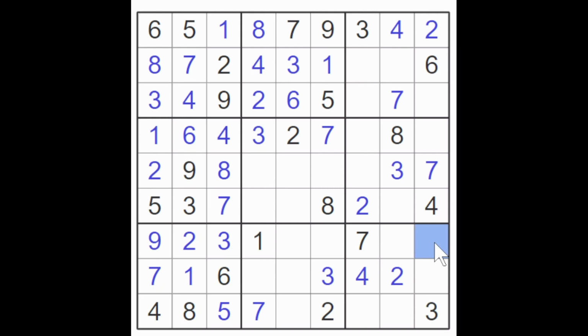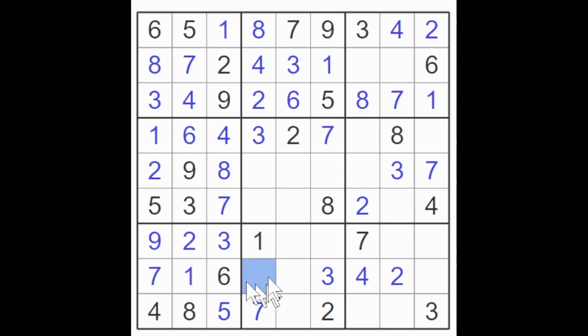Well, actually, this cannot be an 8. What am I saying? Because we just talked about how this 8 and this 8 block these cells, didn't we? Therefore, one of these will have to be an 8, and therefore this one cannot be an 8, and therefore this one must be an 8, and that makes this a 1. Now we are getting somewhere.